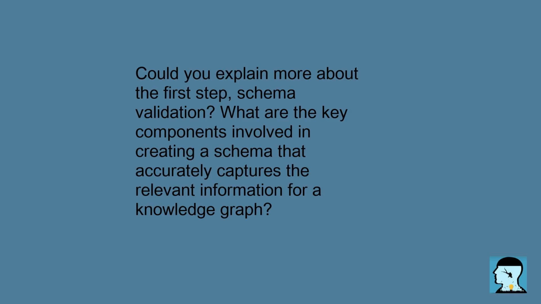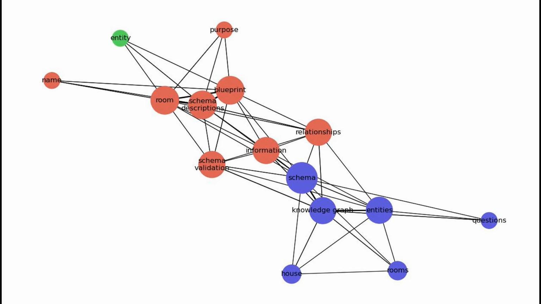That's a wonderful analogy. It really helps illustrate the utility of knowledge graphs in navigating complex data landscapes. Could you explain more about the first step, schema validation? What are the key components involved in creating a schema that accurately captures the relevant information for a knowledge graph? Schema validation is like building the blueprint for a new house.